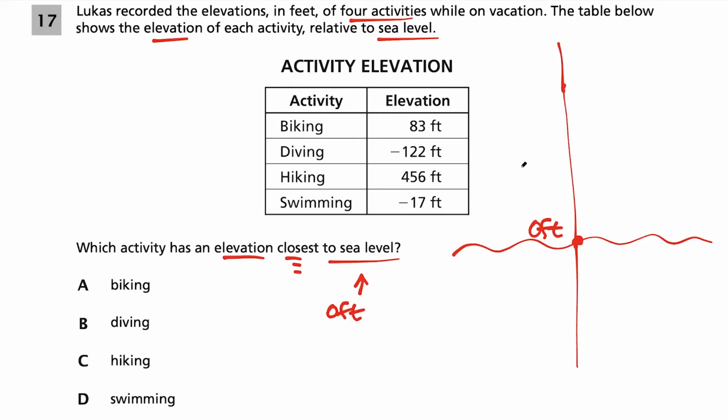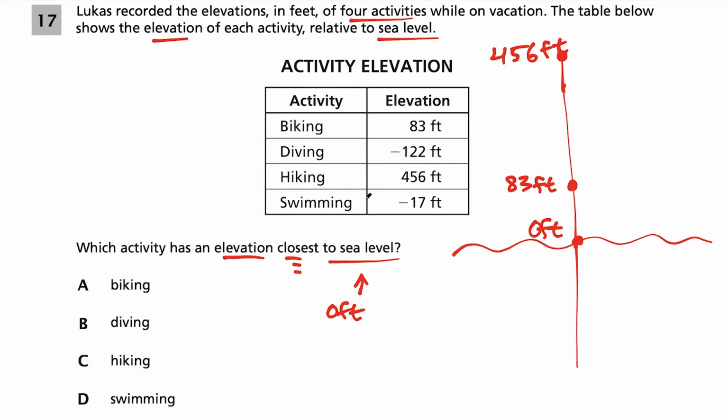So I'm going to put the positive stuff first. Notice that biking took place at 83 feet above sea level. So 83 feet above sea level. And then the highest one was hiking. That was way up at 456 feet. Okay, so let's just make that a little bit neater. 456 feet would represent hiking.